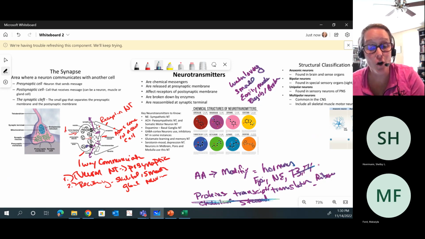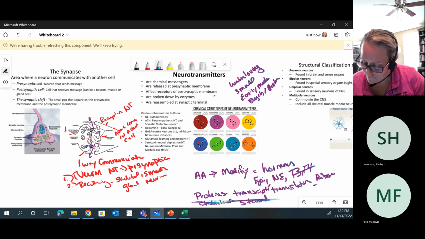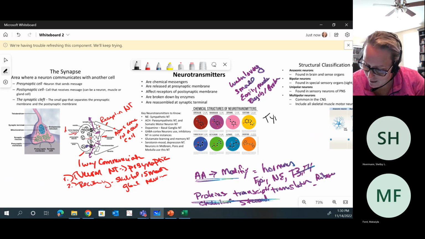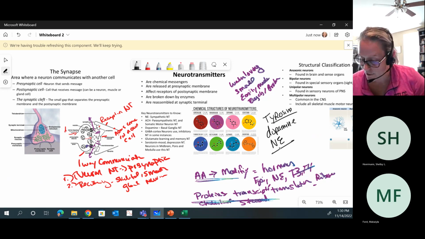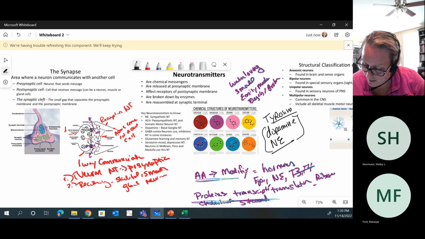So like many of our hormones, our neurotransmitters are going to come from modifying amino acids. All right. And many of the amino acids we're going to modify are going to be tyrosine. Because remember, tyrosine is going to give us dopamine, and then technically norepinephrine is a neurotransmitter. So tyrosine gives us two big neurotransmitters. Okay. Some of the other ones out there, again, there's glutamate, there's GABA.